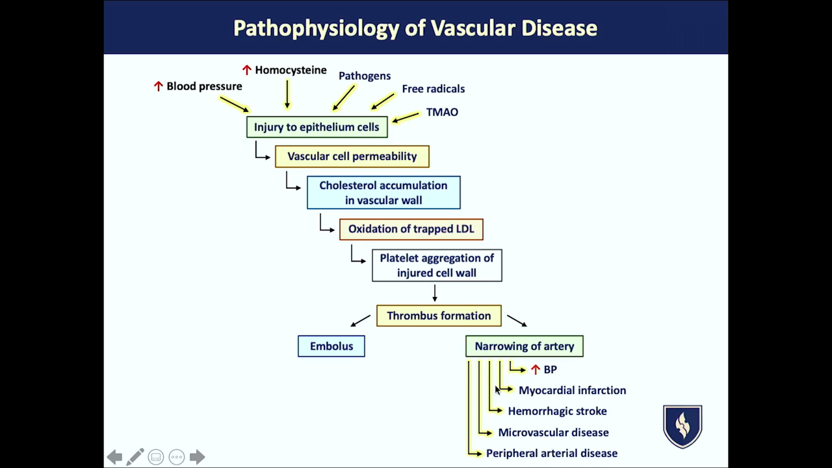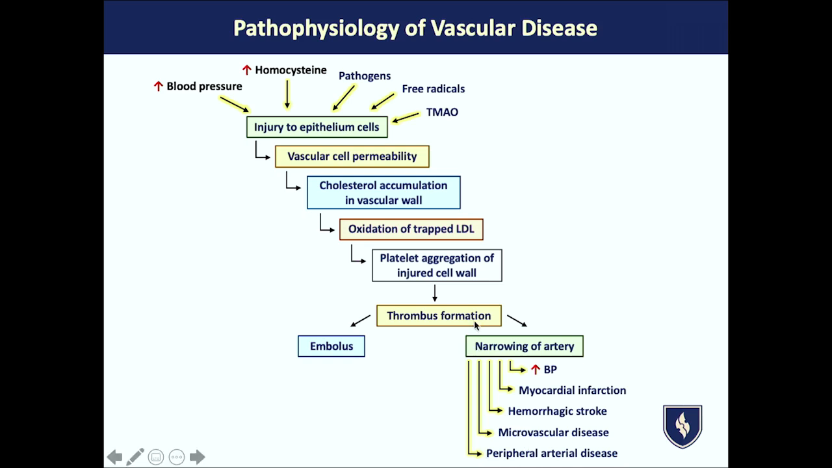It can narrow the arteries that then increase pressure in the arteries that then lead to bursting of the arteries, hemorrhagic stroke. Or they narrow the arteries in which the pressure in the arteries and the distal small vessels start to rupture, called microvascular disease. Or the narrowing arteries in the legs get occluded. There's not enough blood flow to the feet and lower limbs, and you get peripheral arterial disease.